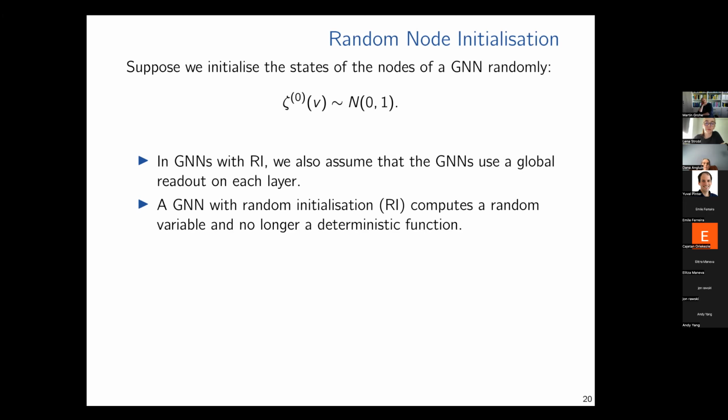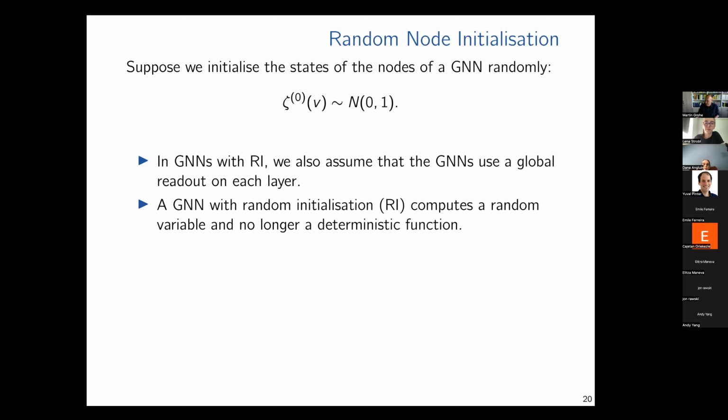Now, such a GNN with random initialization computes a random variable and not a deterministic function. But this random variable is still invariant or equivariant. So we don't lose this. If we would assign arbitrary initial values, say just number the vertices, then we would lose our invariance. Here we keep the invariance, but of course the outcome depends on the random initialization. So we compute a random variable.